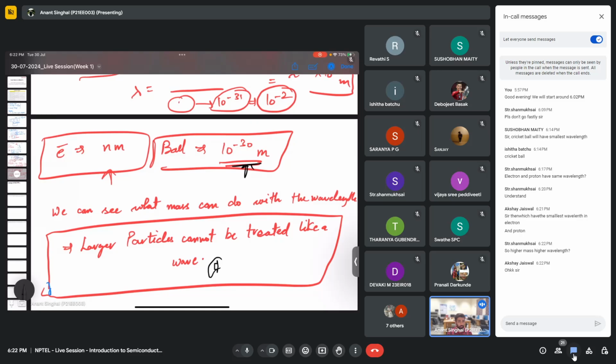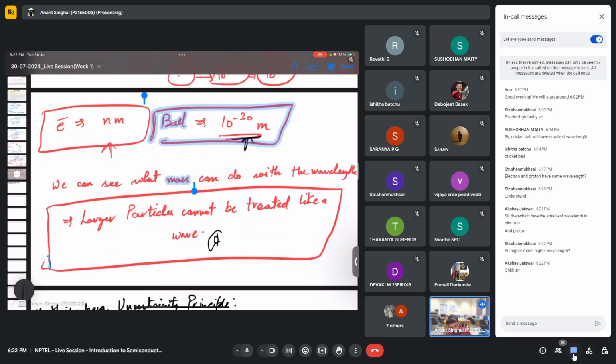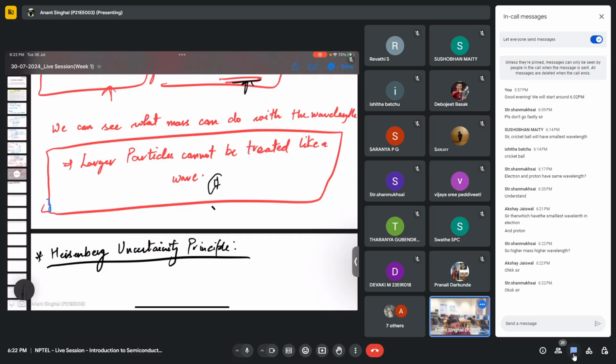Higher mass will give you a lower wavelength. The expression is quite evident. If I write lambda is h by mv, then the higher this mass is, the lower the wavelength will be. If we increase the denominator of this particular term, we will get a lower wavelength, right?